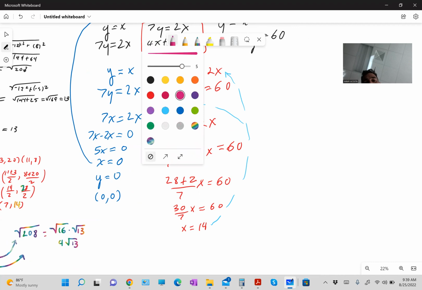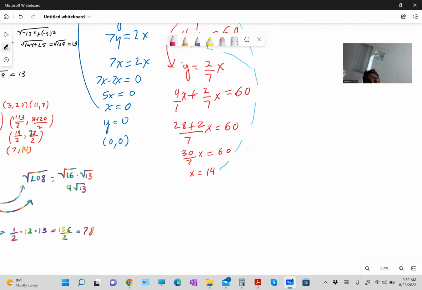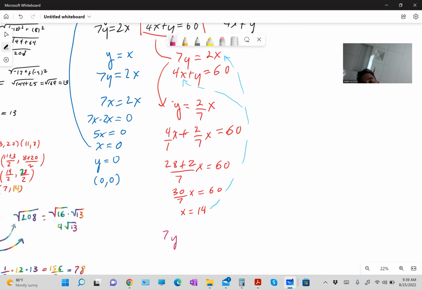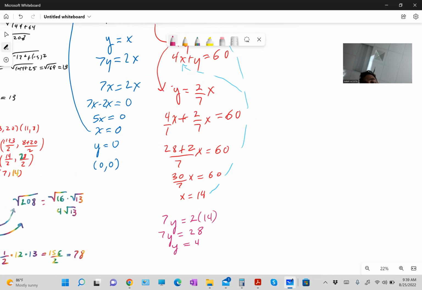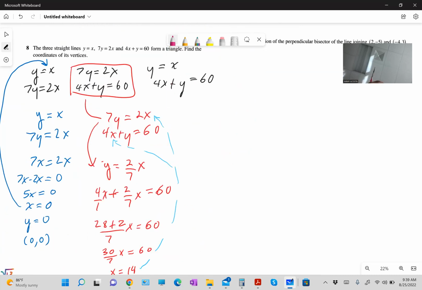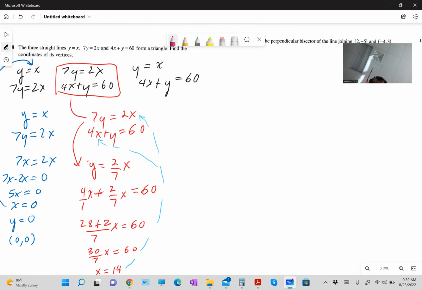So let's finish up the question. And we have that 7y equals 2 times 14. So 7y equals 28, and y equals 4. So now we know what's the next coordinate? (14, 4). Wonderful, isn't it? We just found it, and you can't see it because unfortunately this board doesn't want to read my mind.